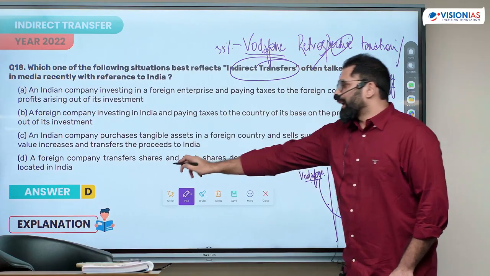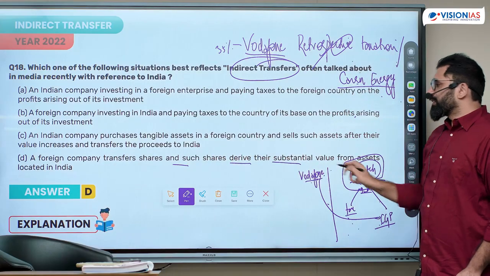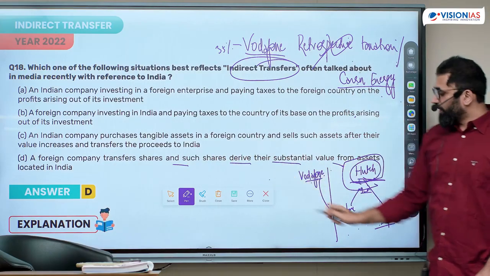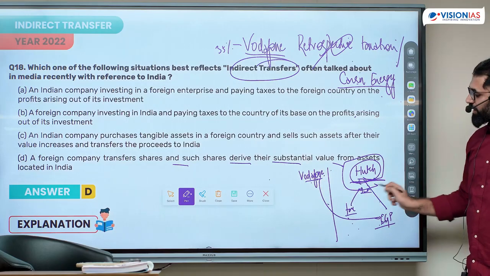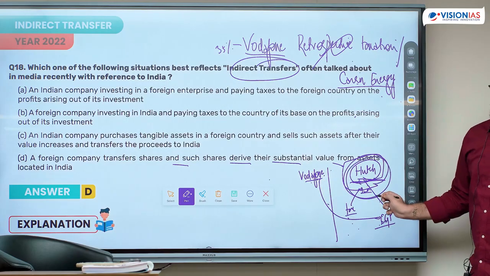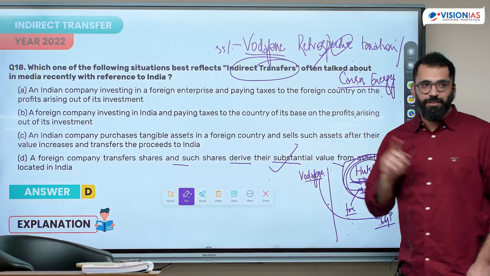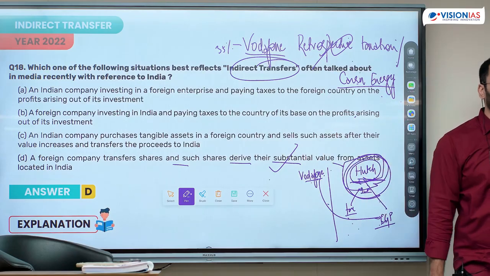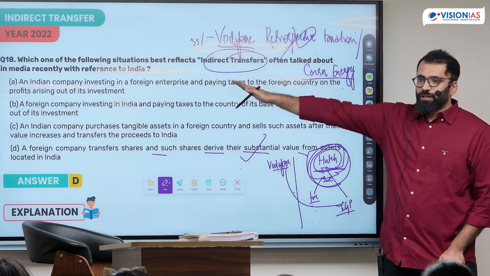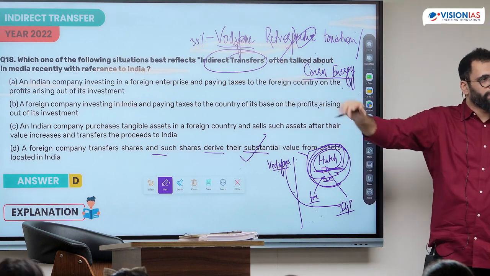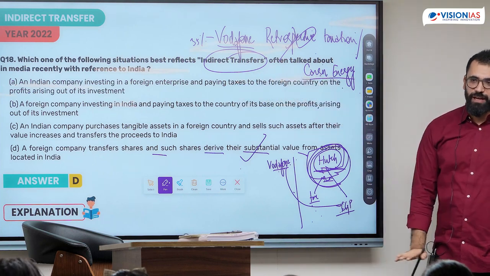A foreign company transfers shares and such shares derive their substantial value from assets in India. A foreign company transfers its share to another company, but the share was deriving its value from an asset in India. This is what is an indirect transfer. So this is why reading the newspaper is very important for capturing these types of terms. This was very famous. This was not that famous. If you read from 2 newspapers, you will capture all such phrases. Indirect transfers.